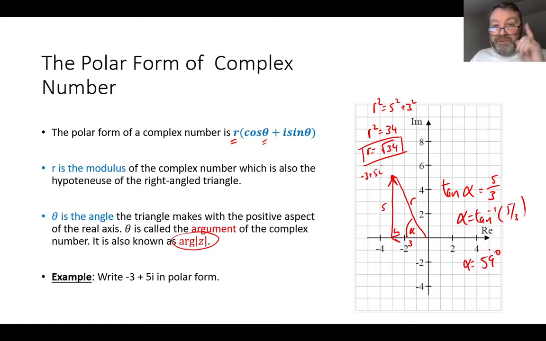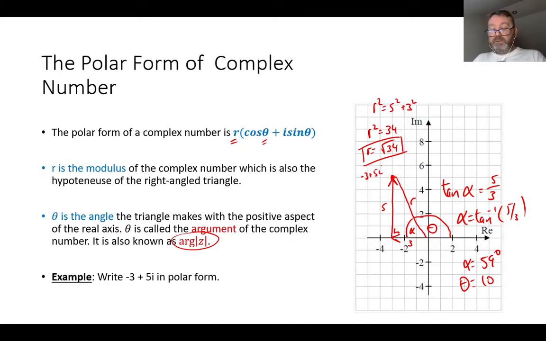But alpha is not our argument. Our argument is the angle that's made with the 0 degrees of the x-axis. So therefore notice that theta is 59 degrees short of 180. So therefore theta is 180 minus 59.